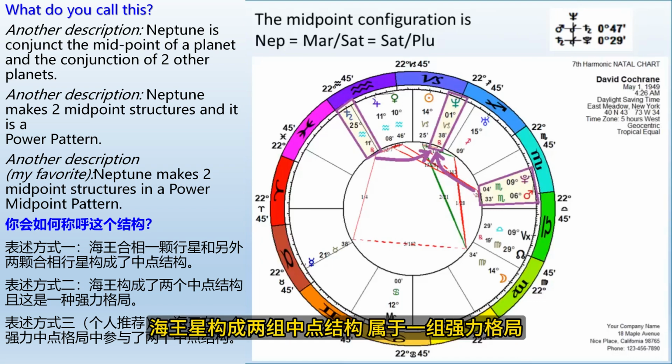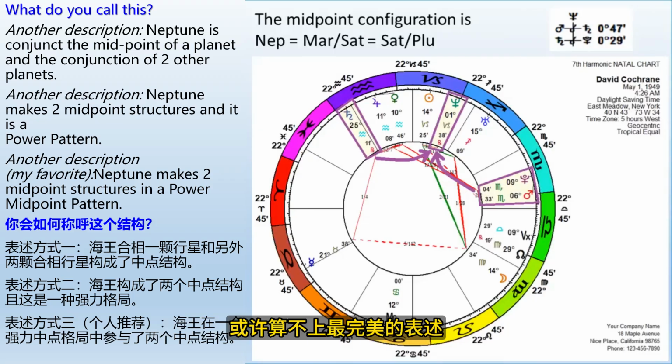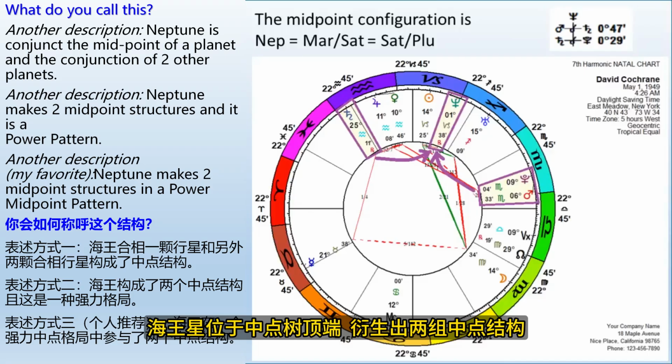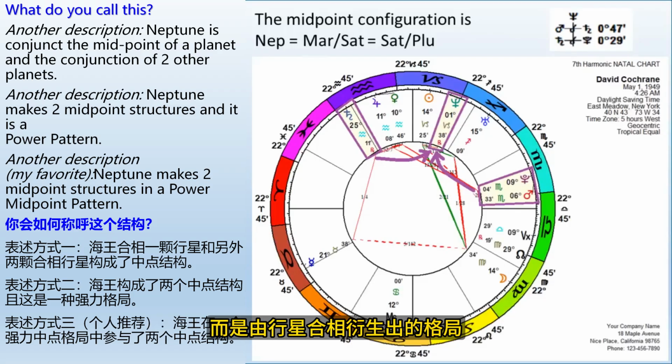Neptune makes two midpoint structures, and it is a power pattern. Fine. Good. I got it. Maybe it's not the perfect description, but if you get too involved, you can get lost. So it makes two midpoint structures. I got it. Neptune is at the top of the tree. There are two midpoint structures. It's a power pattern. Okay, it's not an isotrap thing. It's a conjunction thing. That's good enough to get across the point.